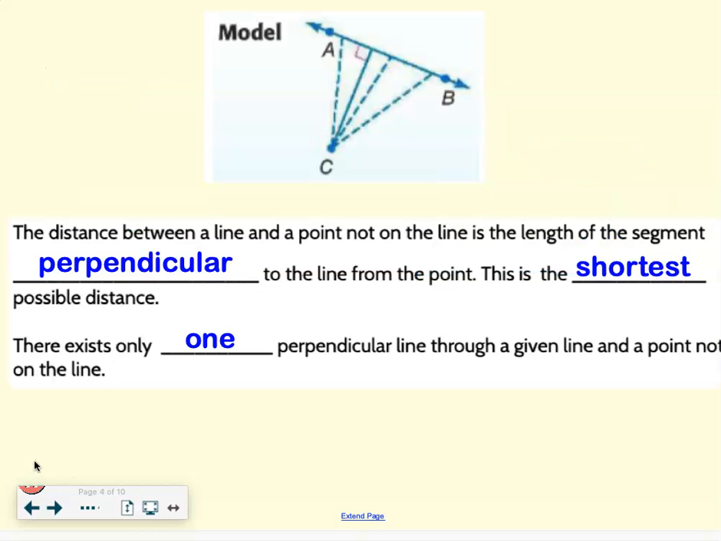So let's fill in these blanks here. The distance between a line and a point not on the line is the length of a segment perpendicular to that line from the point. This is the shortest distance possible. And the nice thing about this, there's only one that exists. There's only one line that exists. So some of the problems in your assignment today are going to take you like 2 seconds to do. Those are the ones that we're going to do first.